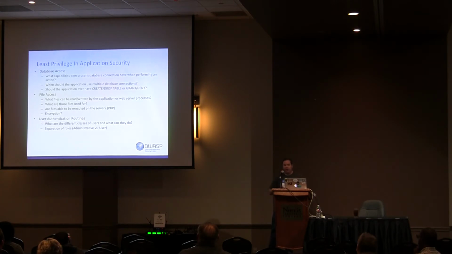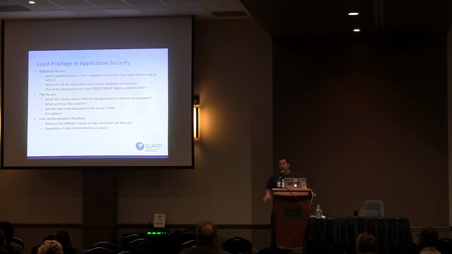In terms of database access, the question we should be asking ourselves is what capabilities does a user's database connection have when performing an action? Should this application be using multiple database connections at the same time? Should the application ever need to drop a table or grant access to something, right? And if this is an application that's maybe logging a transaction that happened to a table, it only needs write access to that table, right? So least privilege says, crunch that in, right? Set that privilege so that all it has is write access to that table.